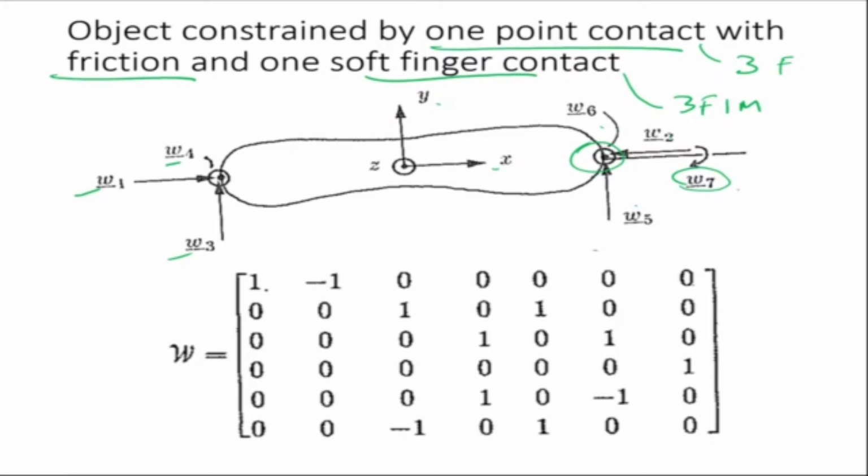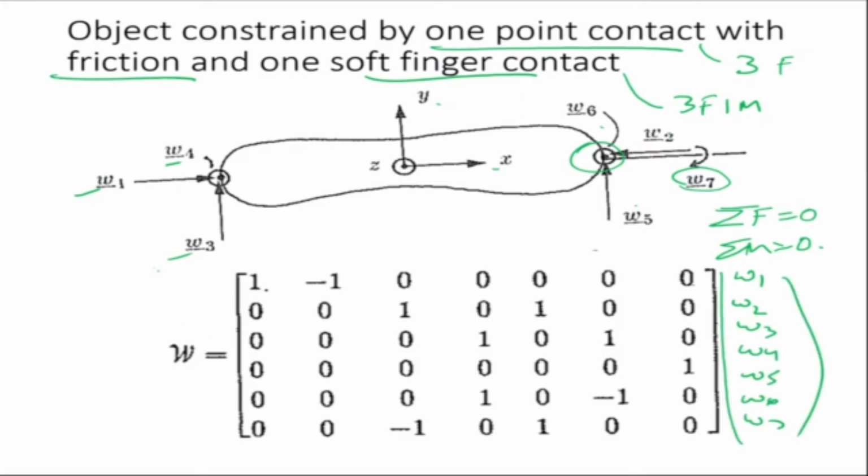Now, in order to solve this problem, we simply set sigma Fx equal to 0 and sigma M equal to 0 and write our equations. That means I'm going to write forces in the x direction equal to 0. So this is my Fx. We are calling this W here: W1, W2, W3, W4, W5, W6, and W7. And on this side we have Fx, Fy, Fz, Mx, My, Mz. This is in 3D. This is a 3D problem.